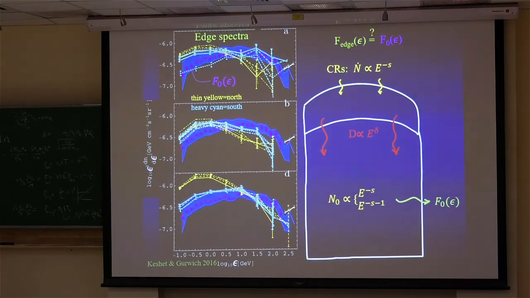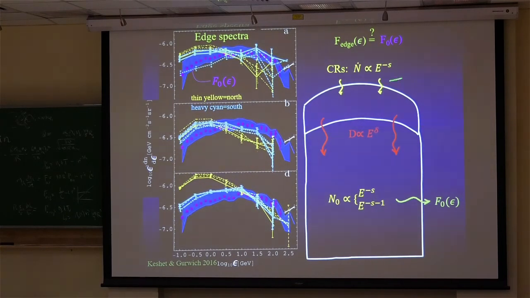So the question is, why is the spectrum different when you look at the edge, near it, just behind the edge, or over the entire volume? And the answer is, why not? So should we expect the edge spectrum to equal the total, the integrated spectrum?